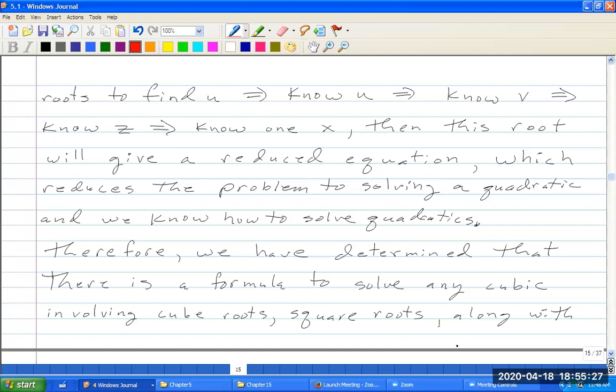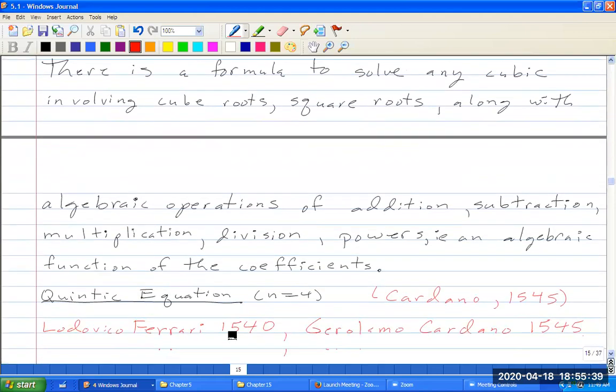So therefore, we've determined that there is a formula to solve any cubic involving cube roots, square roots, along with algebraic operations of addition, subtraction, multiplication, division, powers. So this is some algebraic function of the coefficients.